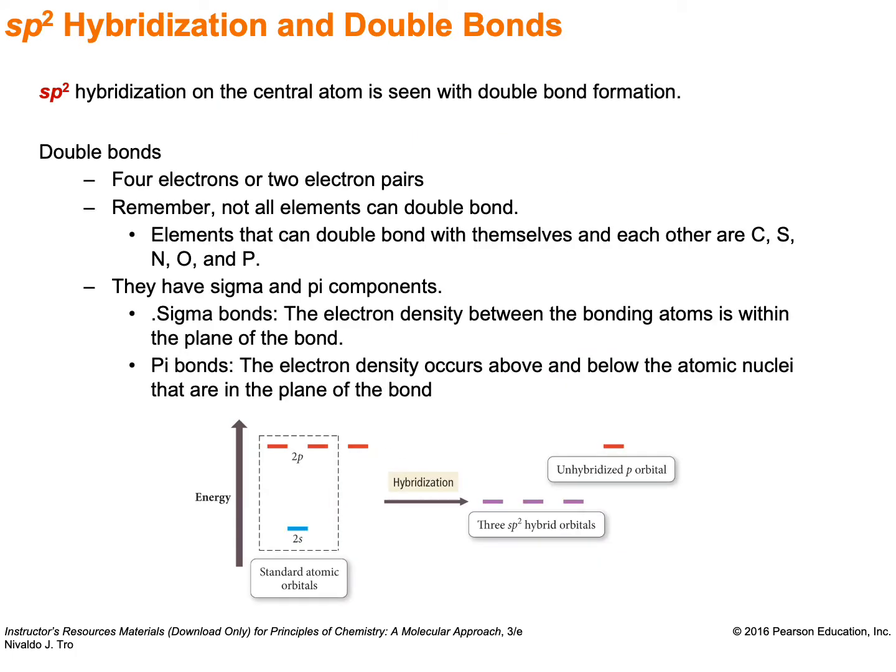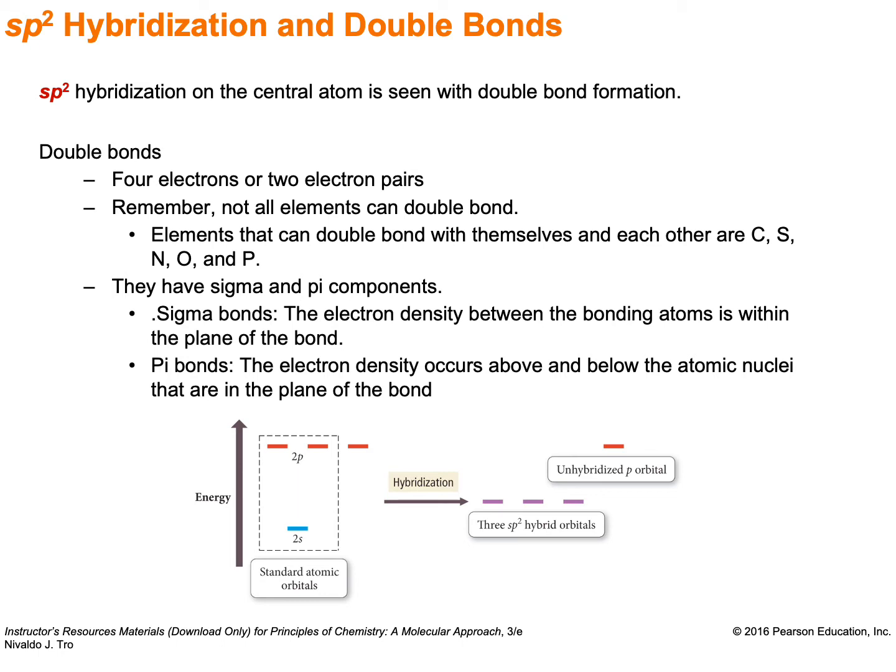So we discussed sp3 hybridized orbitals and the formation of 4 equal sp3 hybridized orbitals for methane, CH4. Let's talk about hybridized orbitals that form double bonds. And that takes place when you have sp2 and sp. So sp2 hybridization is seen with double bond formation. So is sp. That's in triple bond formation.